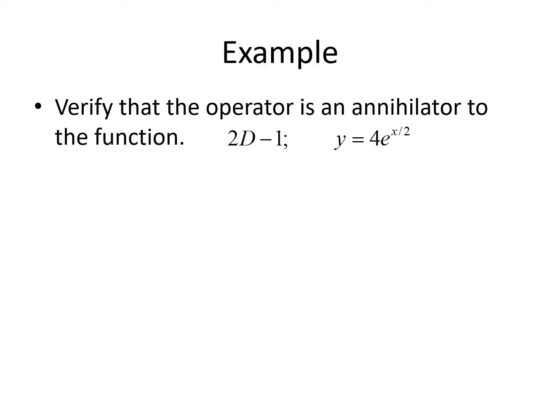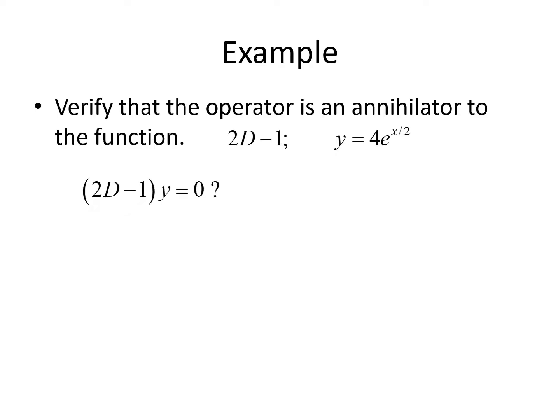So let's look at an example. We want to verify that the given operator is an annihilator for the given function. So the operator is 2D minus 1, and the function is y equals 4 e to the x over 2. So again, if this is an annihilator, then when we apply the operator to the function, so when we do 2D minus 1 times y, it should equal 0. That's what would make it an annihilator. So that's what we need to show. So that's why that question mark is there. We want to see, does this equal 0?